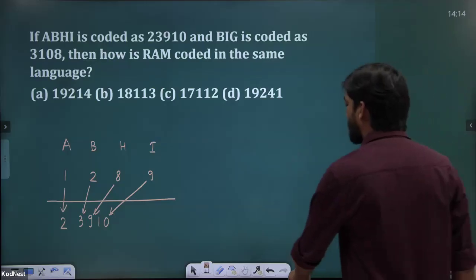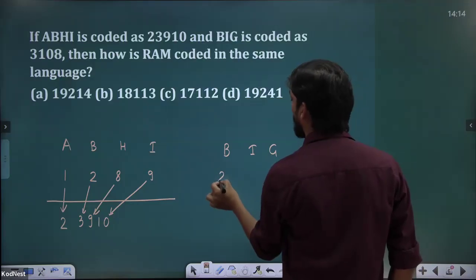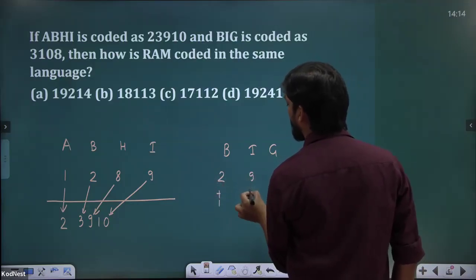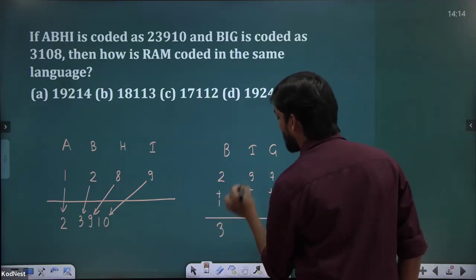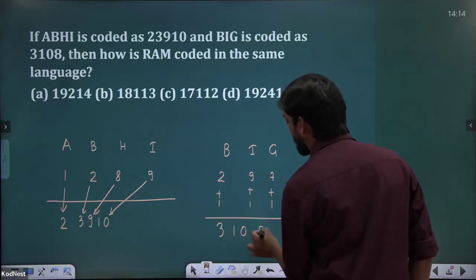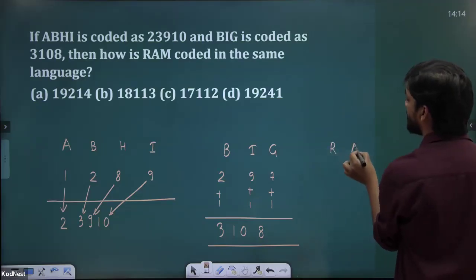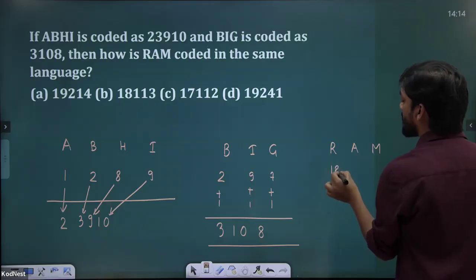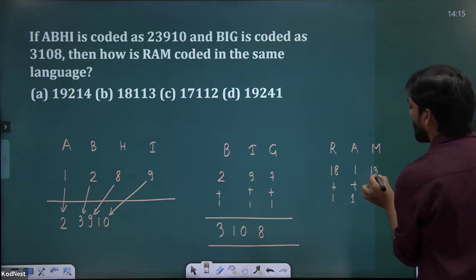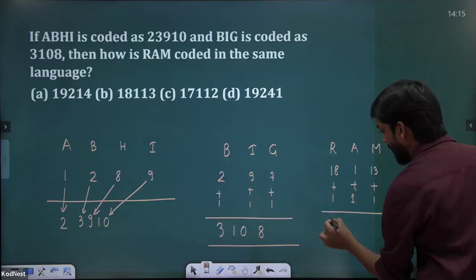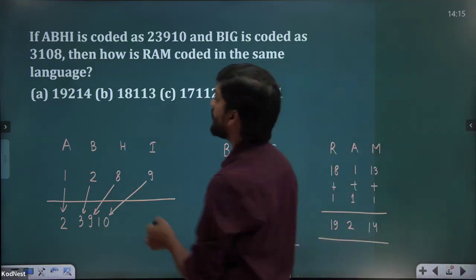Similarly for big also, let's see. Write the place value and do plus 1. We will get 3, this is 10, so 1, 0, and this is 8. So it is perfectly matching the given code. So we can say now RAM: 18 plus 1, that is 19. 1 plus 1, that is 2. And 13 plus 1, that is 14. So 19214, this is what we'll get, option A.